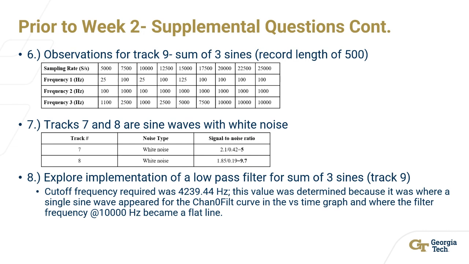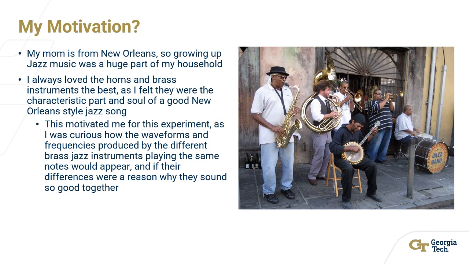Finally, we covered the implementation of a low-pass filter for the sum of 3 sines in track 9, and we noticed that the cutoff frequency required was 4,239.44 hertz, which is determined because it was where a single sine would appear for the Chan zero filter curve in the E versus time graph, and where the filter frequency at 10,000 hertz became a flat line. Now we have my experiment.